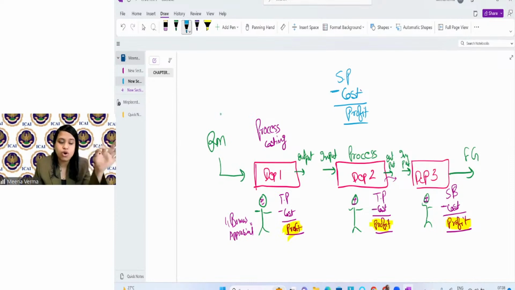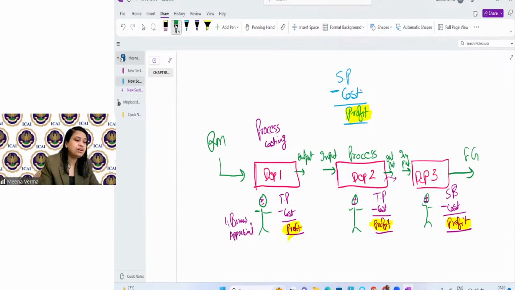Now, the point is that goal congruence means the organization should first see the profitability of the entire organization. Every manager should first prefer the profitability of the entire organization. Then they should see the profitability of their respective department. So the profitability of the respective department is important, but before watching it, they should first see the profitability of the entire organization. So this is goal congruence, where all the managers are first interested in the profitability of the entire organization.